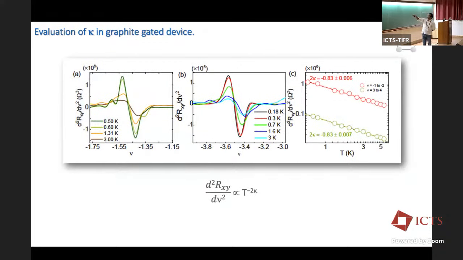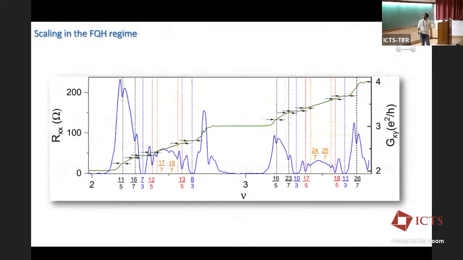And you see that the slope is 0.43, 2 kappa, giving you a kappa of 0.41. You can take the second derivative, third derivative, and everything matches with the theoretical predictions. So now, what about scaling in the fractional quantum Hall regime?